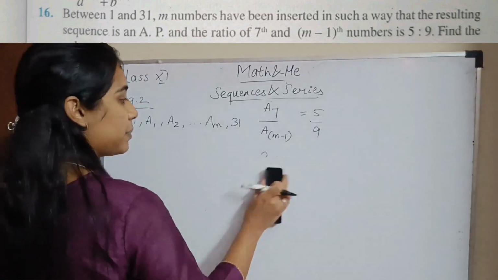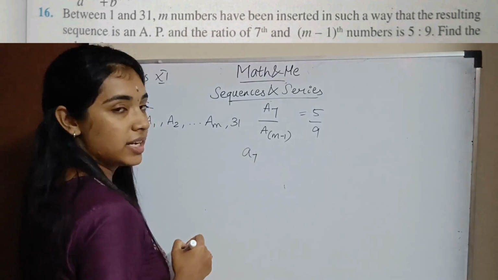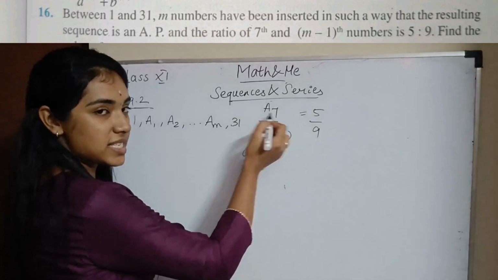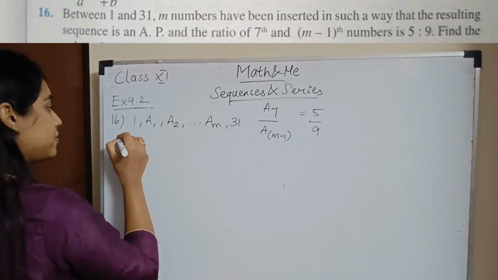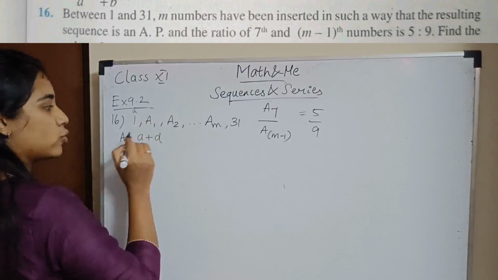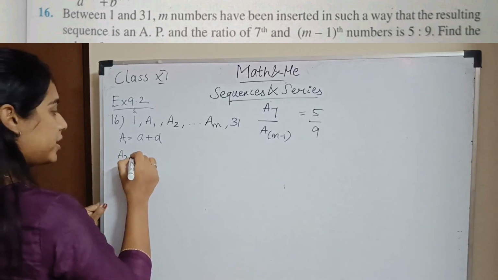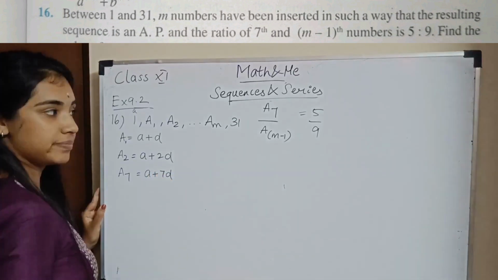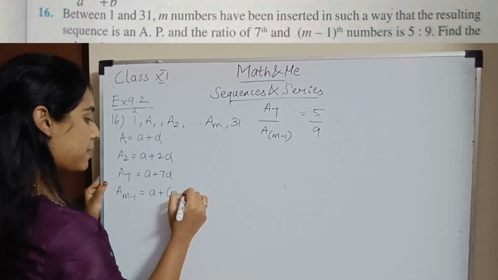If they had given the 7th term of the AP, you should write small a7. They have given the 7th number, which means the 7th arithmetic mean: A1, A2, A3, A4, A5, A6, A7. So what do you have? The first term is A, then A plus D is your A1, and A plus 2D is your A2. What will be your A7? It will be A plus 7D. And what will be your (m minus 1)th arithmetic mean? It will be A plus (m minus 1) into D.